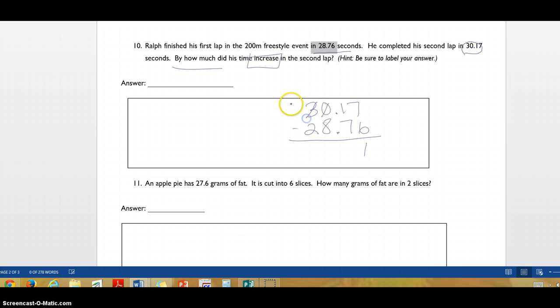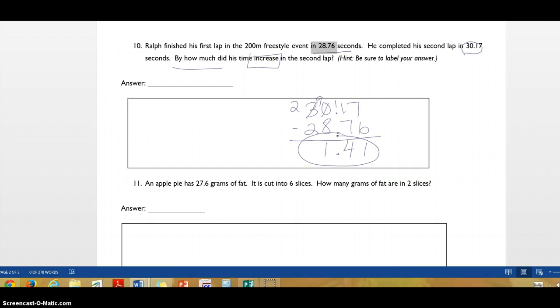Nothing to borrow from there, so continue your borrowing. Now this would be an 11. 11 minus 7 is 4. 9 minus 8 is 1. 2 minus 2 is 0. So we have an answer of 1.41. Now our hint is to make sure we label our answer. That means going back, reading our problem, and figuring out what exactly we were asked to find out.